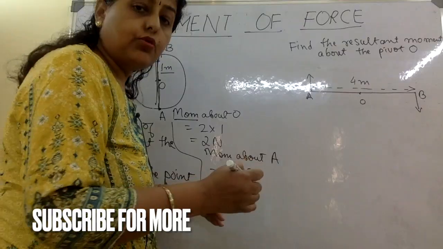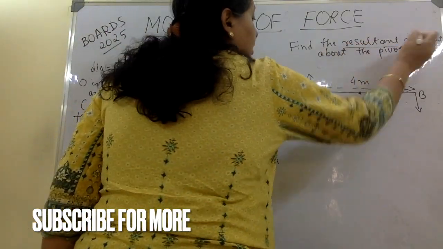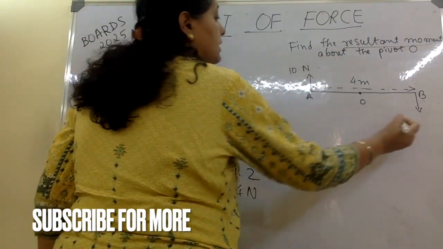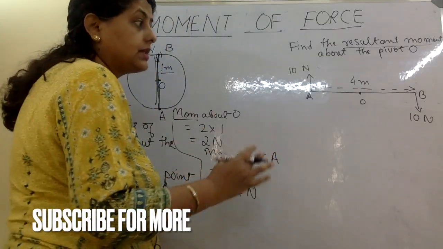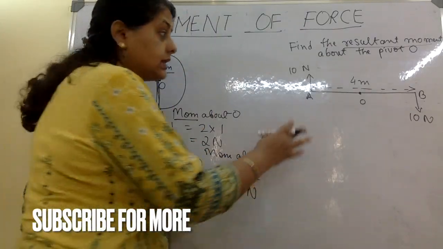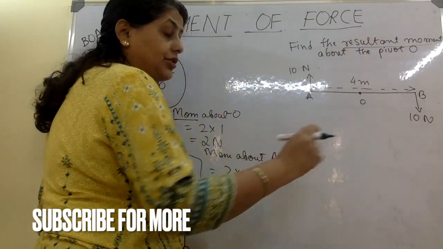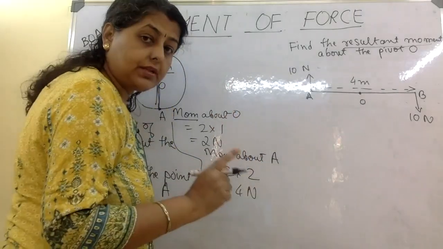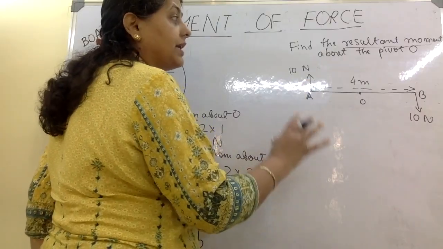Let's take up this question. Find the resultant moment about the point O. Now for the resultant moment you have to be a little careful. Here 10 Newton is acting upwards and 10 Newton is acting downwards. Now I took this up for a reason, because this is working in one direction and this is working in the other direction. Let's think about it for 1 minute. It's a very important question. Resultant moment about pivot O.